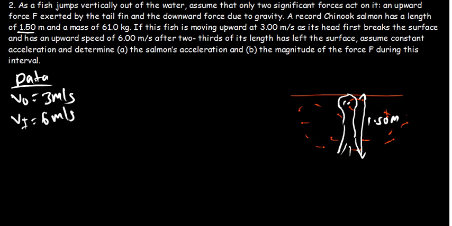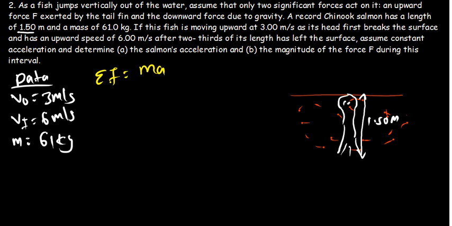What else do we have? Okay, we also have the mass of the fish as 61 kg. Then, according to Newton's second law, F net is given by ma. Now we don't know the acceleration, so we can't calculate the magnitude. First we need to come up with the acceleration. That's when we can calculate the magnitude.